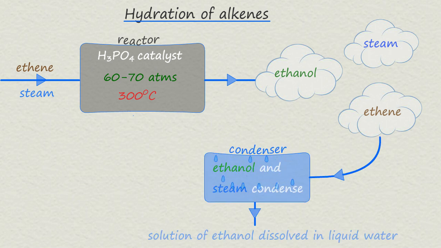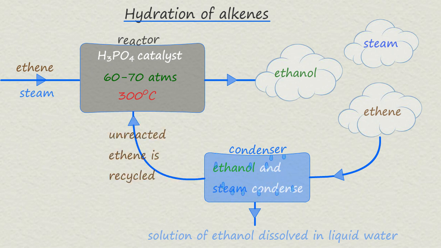This mixture of gases is then cooled in a condenser, which will cause the ethanol and steam to condense to form liquids, which are then removed. The unreacted ethene, which does not condense, is instead recycled back through the reactor and goes through this reaction loop again.